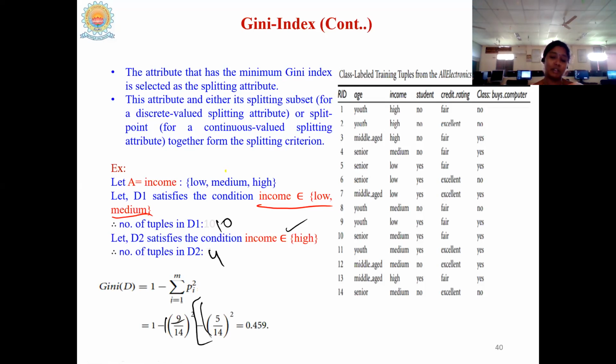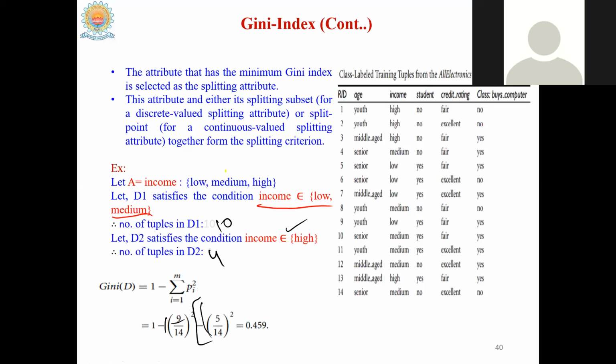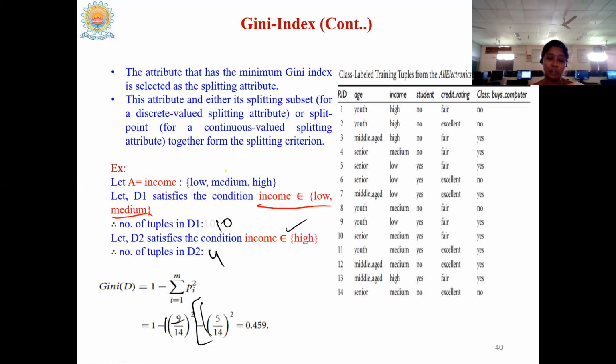How many types of classes are we having? 2 classes. Only 2 classes we are having. One class is yes and another class is no. Simple, right? Only 2 class labels we are having. That means each and every tuple is supposed to fall under one of the 2 classes, not more than that.